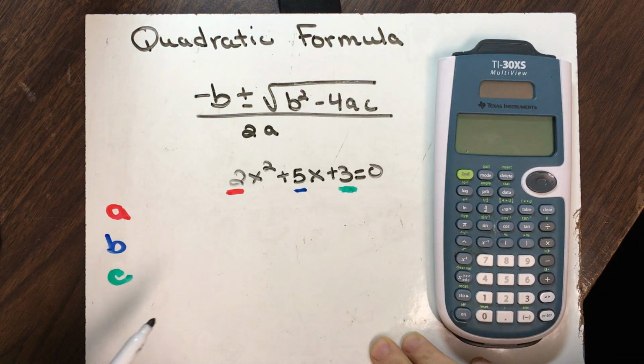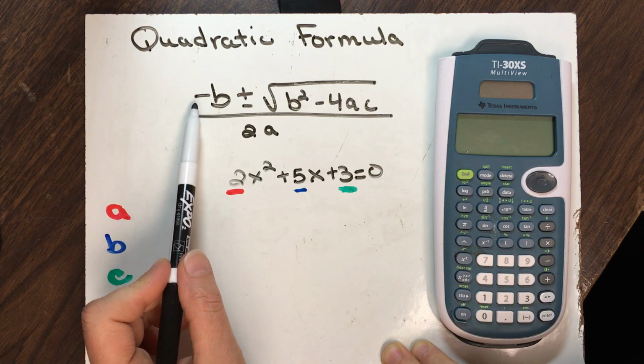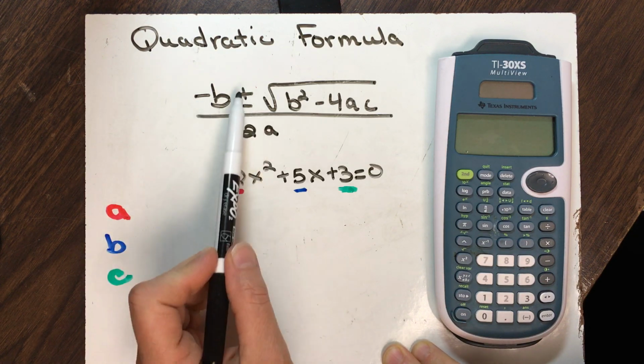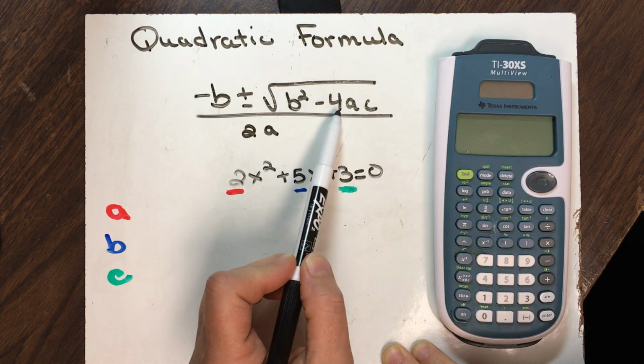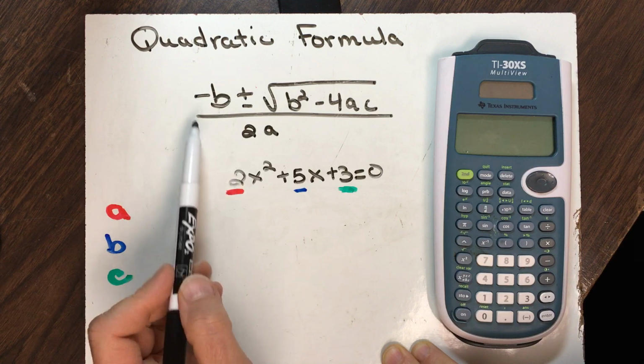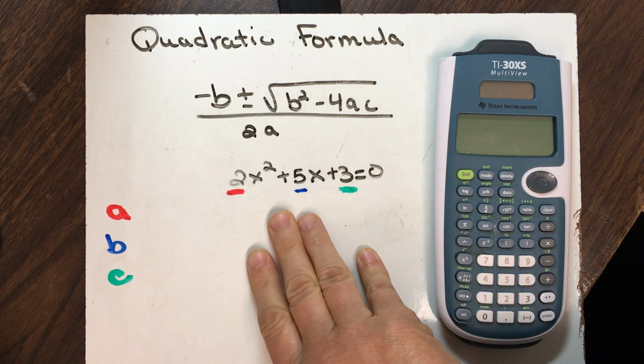This time we're working with the quadratic formula. So I've written our quadratic formula up here. It's negative, or the opposite of b, plus or minus the square root of b squared minus 4ac, all over 2a. And so I went ahead and I identified my pieces here.